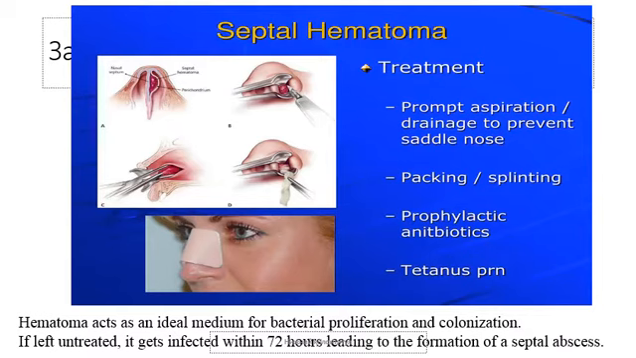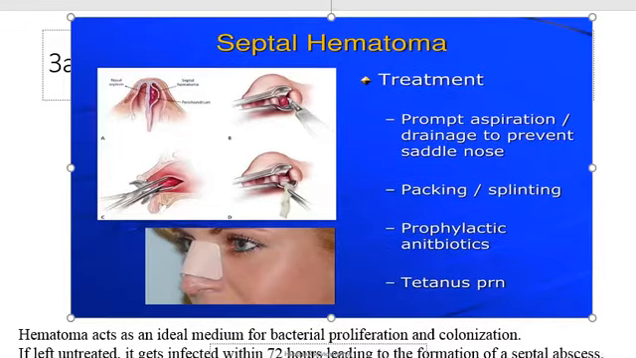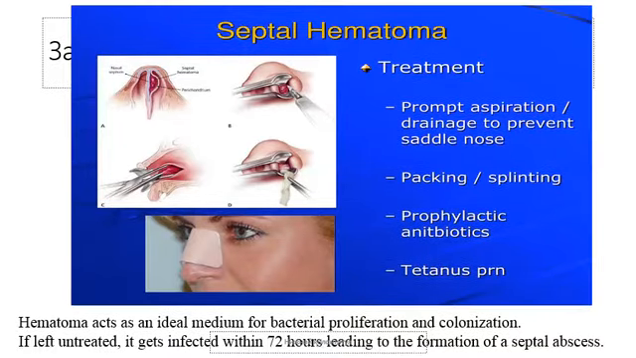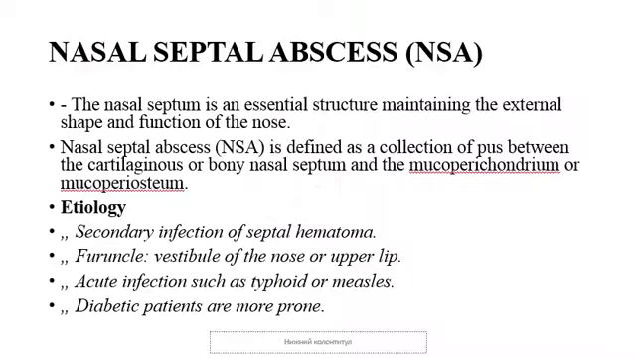Here in the slides we can see the treatment methods of the septal hematoma. During septal hematoma, prompt aspiration and drainage is very important. After the drainage, we should do packing or splinting, and we need prophylactic antibiotic therapy. Hematoma acts as an ideal medium for bacterial proliferation and colonization. If left untreated, it gets infected within 72 hours, leading to the formation of septal abscess.